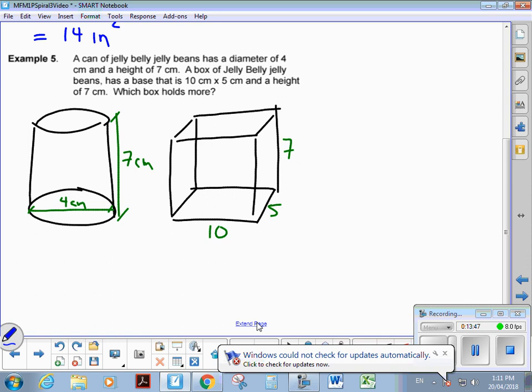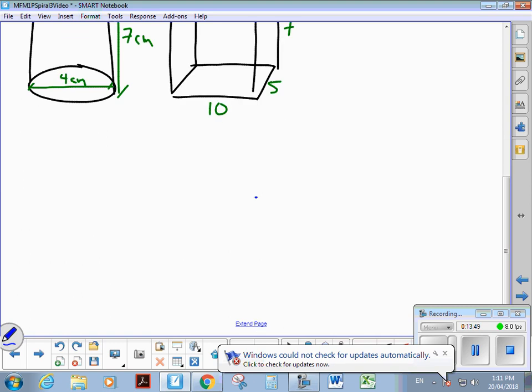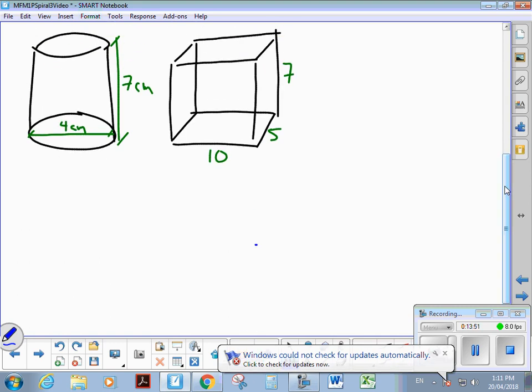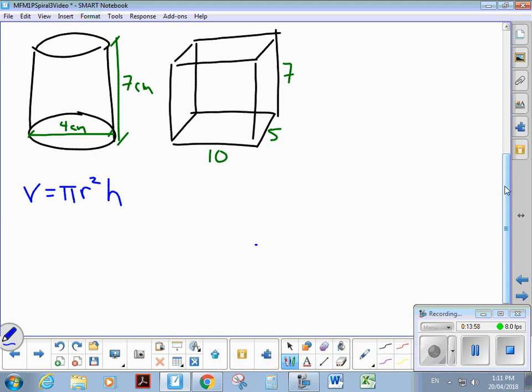So I'm just going to work underneath. So the volume of the cylinder, so volume equals pi r squared h. So let's try the formula using it all in one. So 3.14. Now be careful here. It says radius. All right. So our radius is 2. So it'll be 2 squared, and the height is 7.